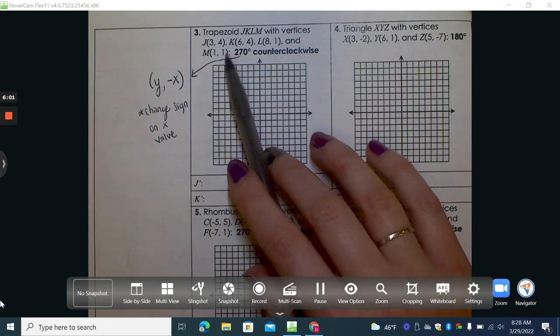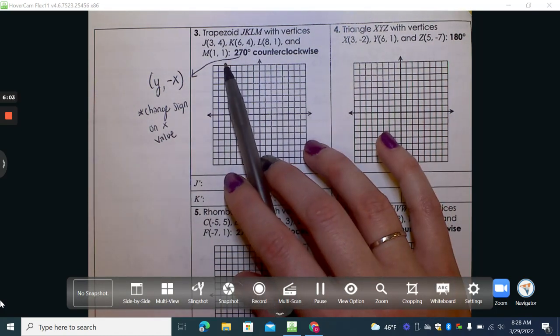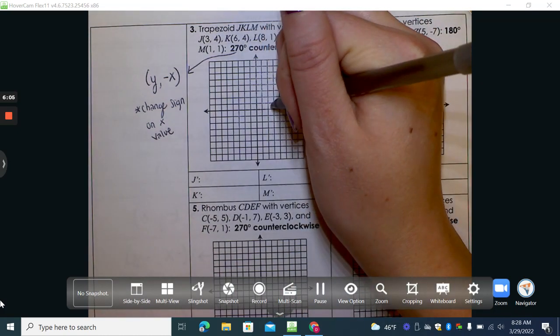So let's go ahead and take a moment and graph JKLM. So J is at (3, 4).